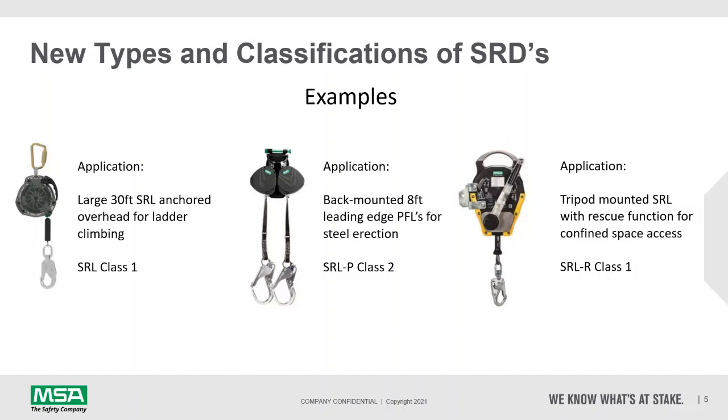And then the third option, this is what I talked about. This is that rescuer type SRL that you would mount to a tripod or some type of confined space system. That would be an SRL-R Class 1 because this product is not rated for leading edge.